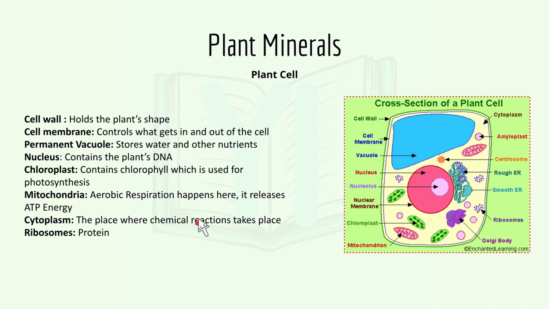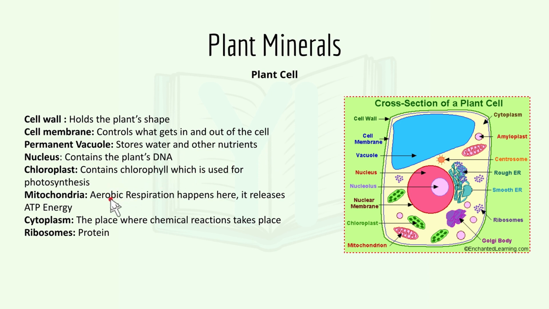And then we have plant minerals and the plant cell. The cell wall holds the plant's shape. The cell membrane controls what gets in and out of the cell. The permanent vacuole stores water and other nutrients. The nucleus contains the plant's DNA, and the chloroplast contains chlorophyll, which is used for photosynthesis.